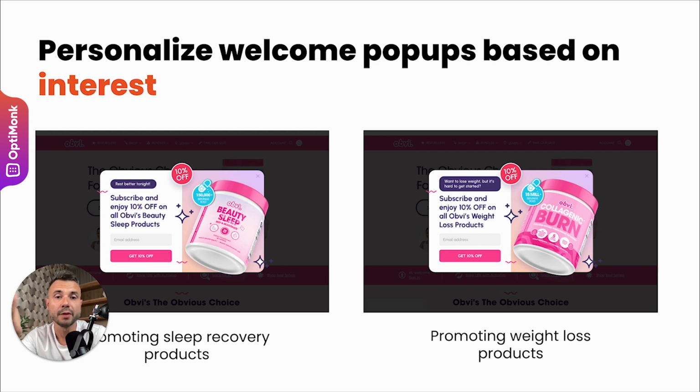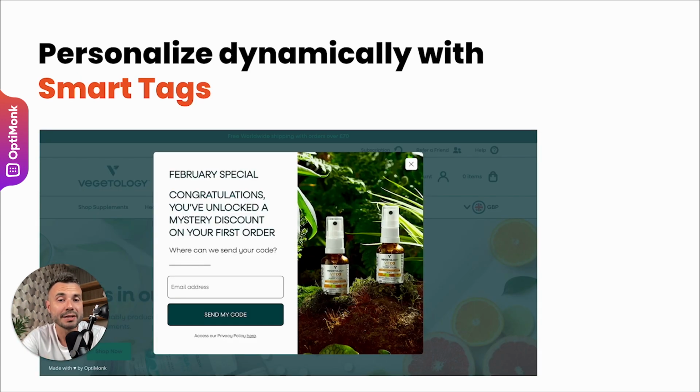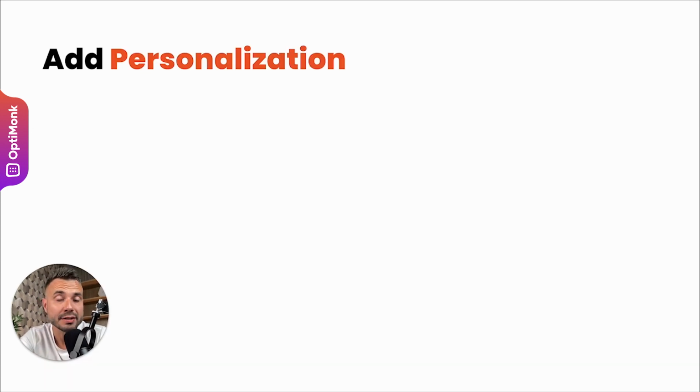Here is an example of how you can use this property to personalize your welcome pop-ups based on the message. If someone came from an ad that promoted better sleep, then of course the pop-up will promote a sleep recovery product. And if someone came from an ad promoting weight loss, then the pop-up will promote weight loss products. There are ways to personalize your messages without actually having to create all these manual different versions. Now let's see how you can add the personalization to any campaign in OptiMonk in practice.